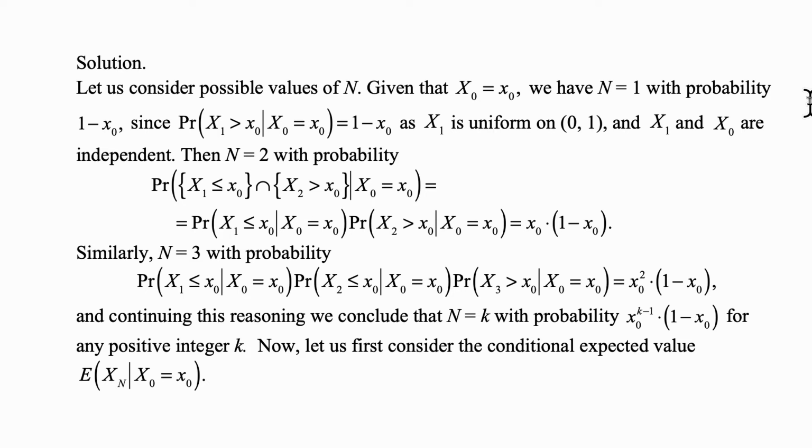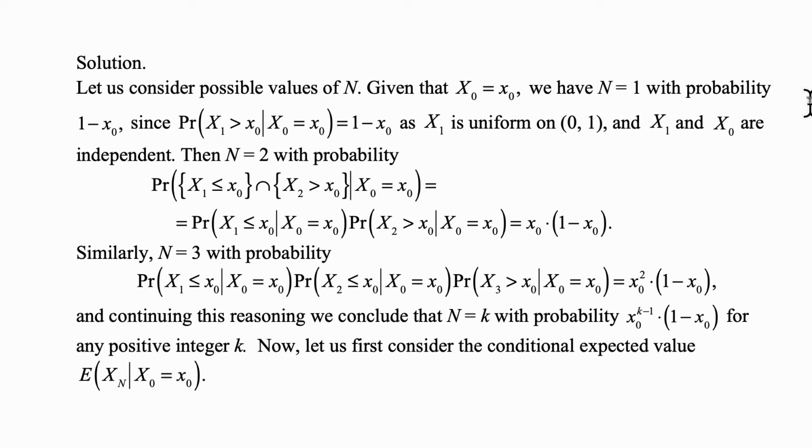And here's the solution. Let us consider possible values of n. Given that x0 is equal to a specific value, we have n equals 1 with probability 1 minus x0, because the probability that x1 is more than x0, given x0, is 1 minus x0, as x1 is uniform on 0, 1, and x1 and x0 are independent. Then n is equal to 2 with probability that x1 is less than or equal to x0 and x2 is greater than x0, given that x0 is equal to x0.